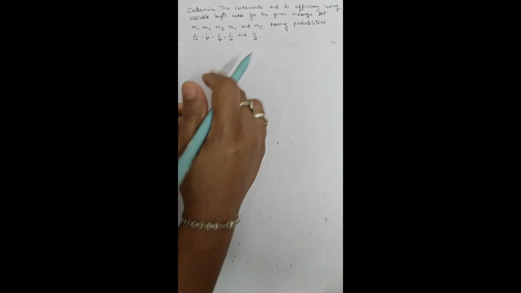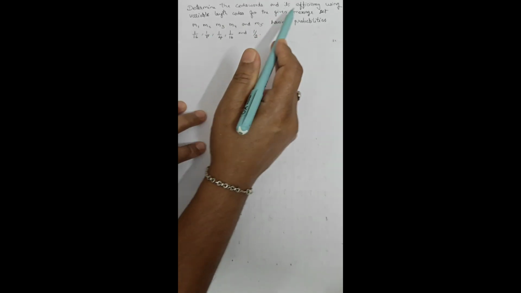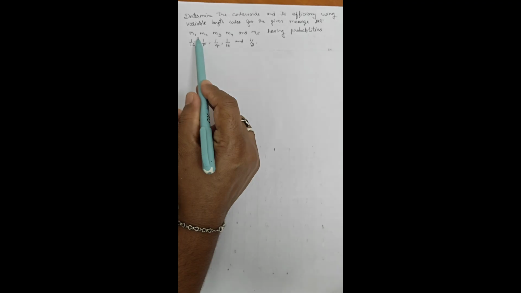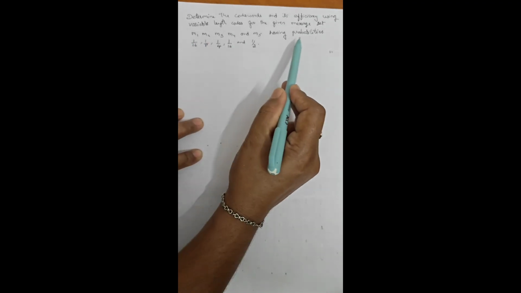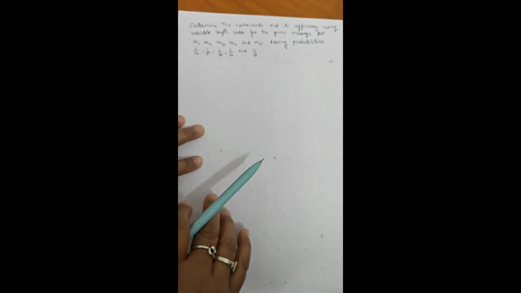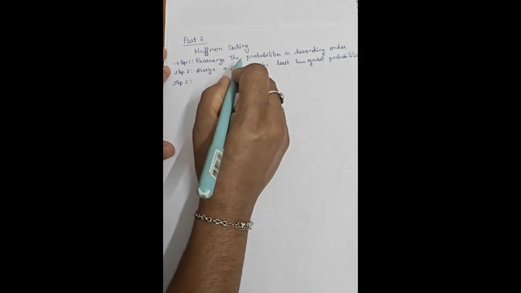We'll take the same example: determine the code word for an efficiency using the variable length code for a given message set, whatever we are seeing for the Shannon phenomena. The given probabilities are 1/16, 1/8, 1/4, 1/16 and 1/2. Let us start with the Huffman coding.